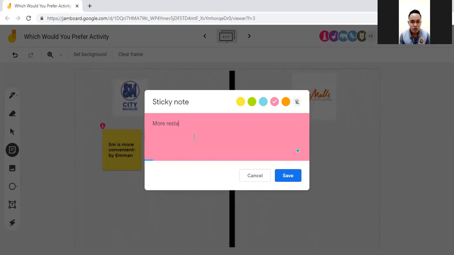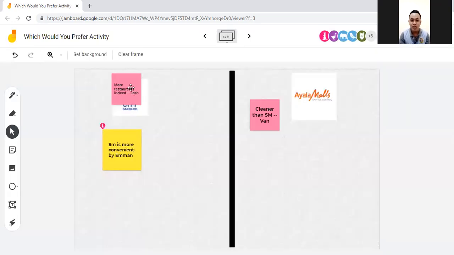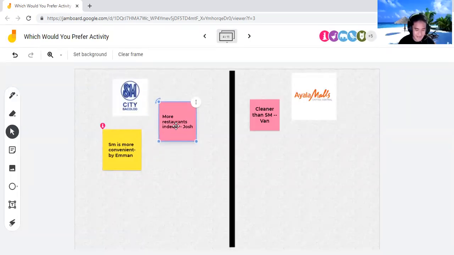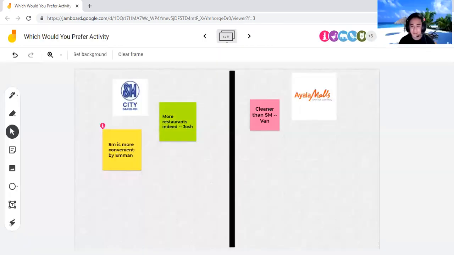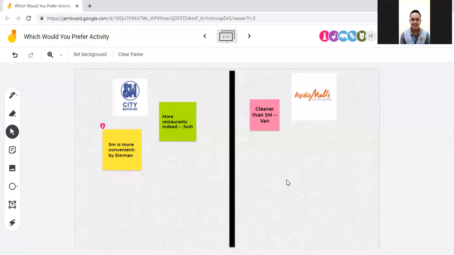Okay, somebody answered "SM is more convenient" by Eman. Eman, can we hear from you? May we know the reason why you think SM is more convenient than Ayala? Okay, so I believe, sir, SM is more convenient because SM has a big department store and, of course, a grocery store. Wow, very good, Eman. The stores in SM are bigger and more convenient to discover compared to the Ayala malls.